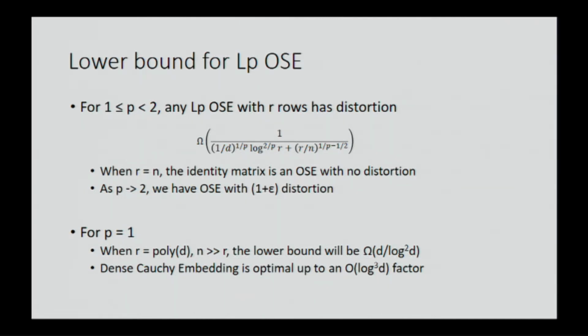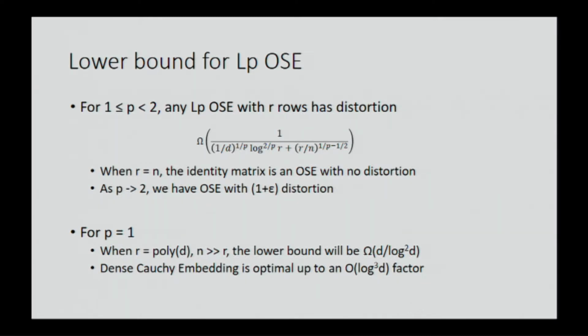Then this log to the 2 over p, p is 1, of r, this is theta of log squared d, right? Because r is poly d. And this 1 over d to the 1, when I bring it to the numerator, I get a d over log squared d lower bound for p equals 1. Okay? And if you remember this dense Cauchy matrix, it gave us a subspace embedding which had d log d distortion. So the lower bound is optimal up to a log cube d factor, okay, a polylog factor.